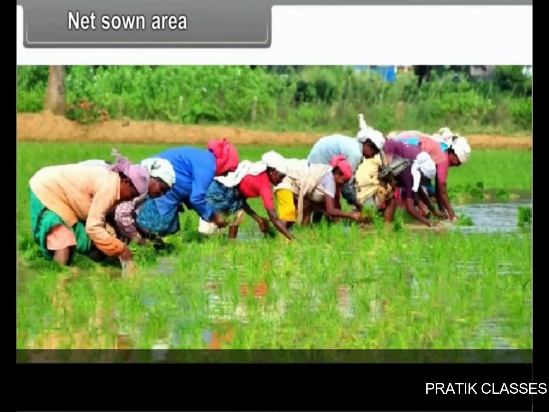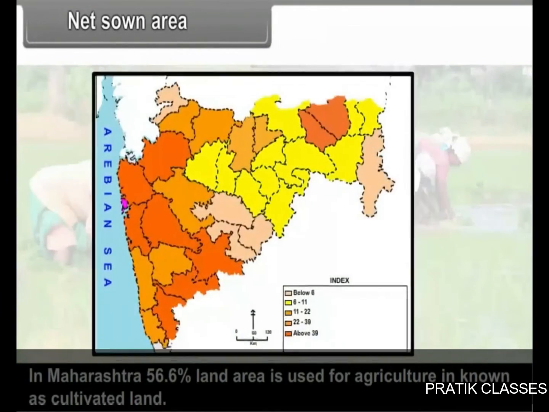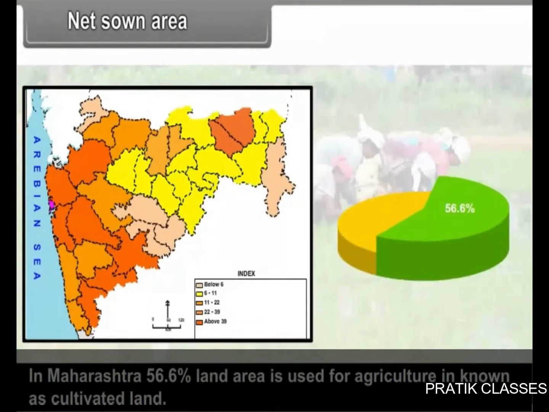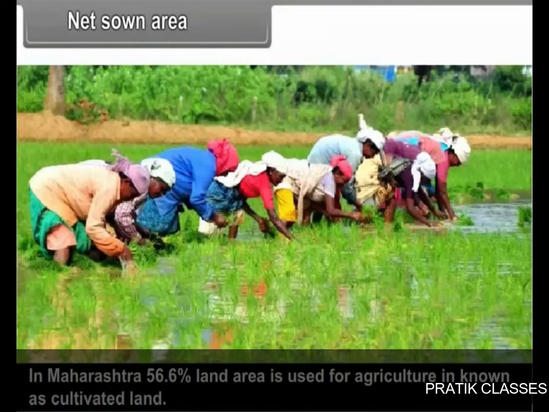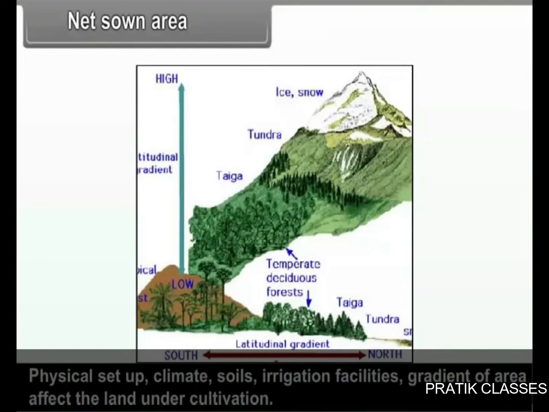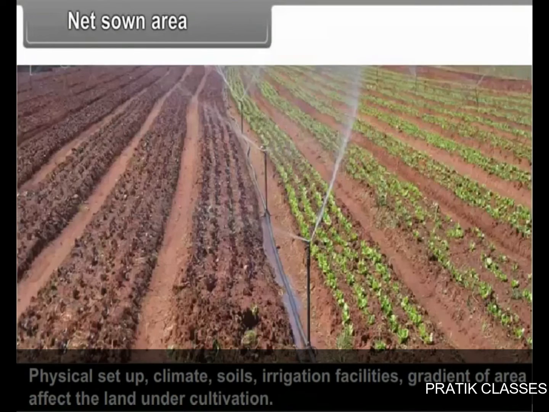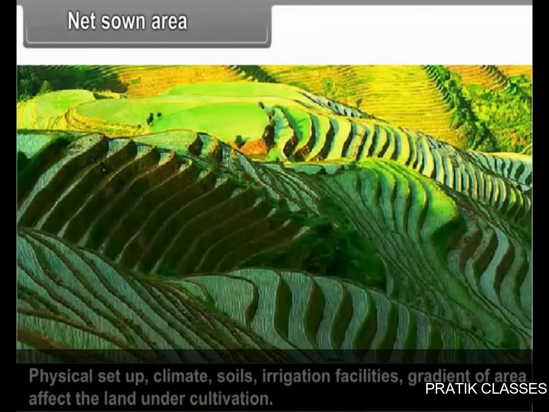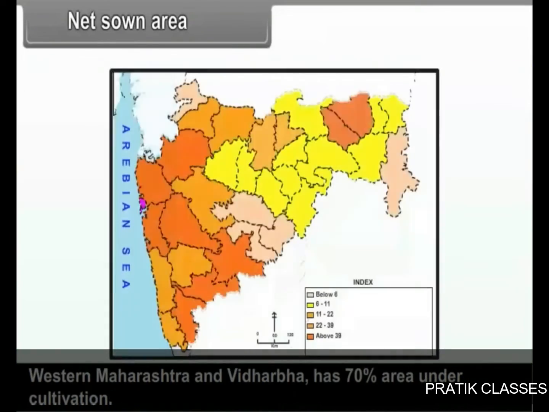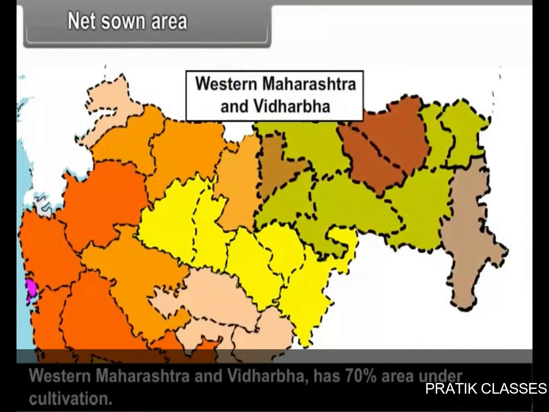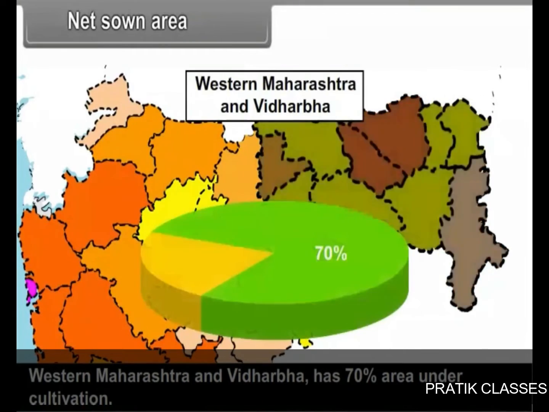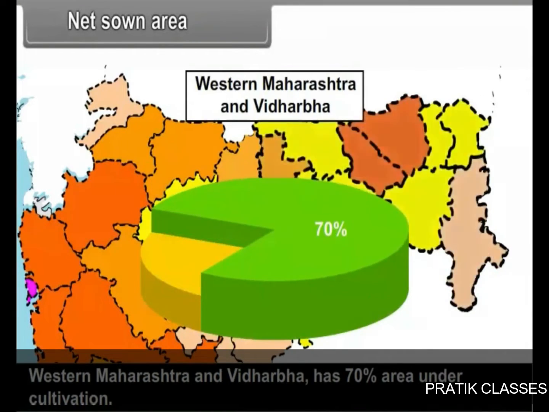Net sown area. In Maharashtra, 56.6% land area is used for agriculture, known as cultivated land. Physical setup, climate, soils, irrigation facilities, and gradient of area affect the land under cultivation. Western Maharashtra and Vidarbha have 70% area under cultivation.